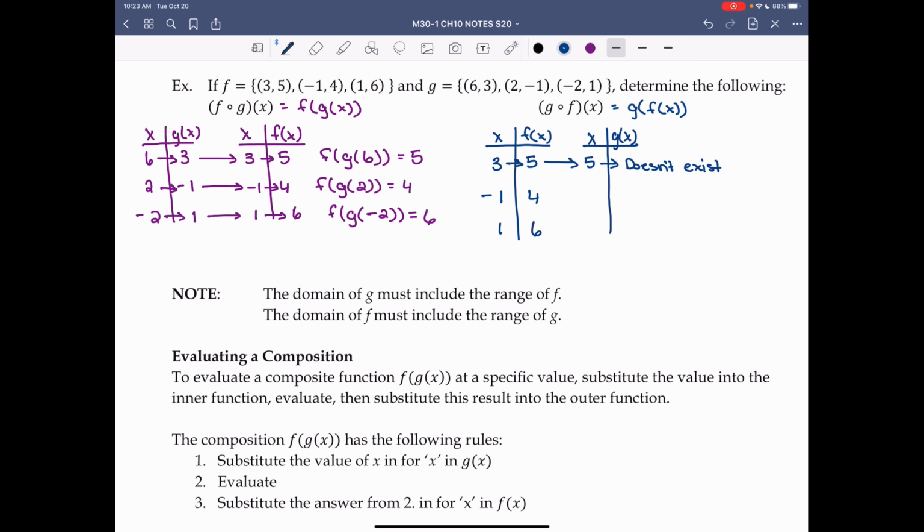Next one, if we plug in -1 to f of x, we get a 4 out. If we plug 4 into g of x, what do we get out? Our points are (6, 3), (2, -1), and (-2, 1). We don't have an x value of 4, so again, if we plug in 4 to g of x, it doesn't exist.